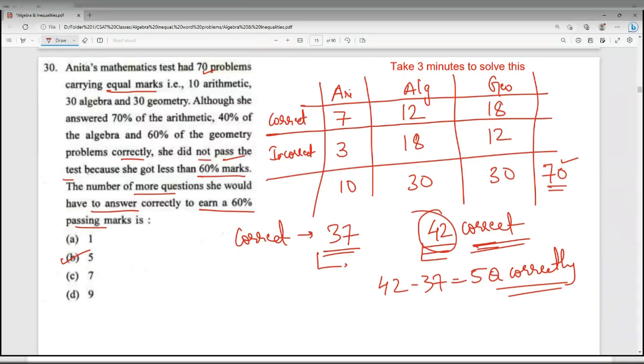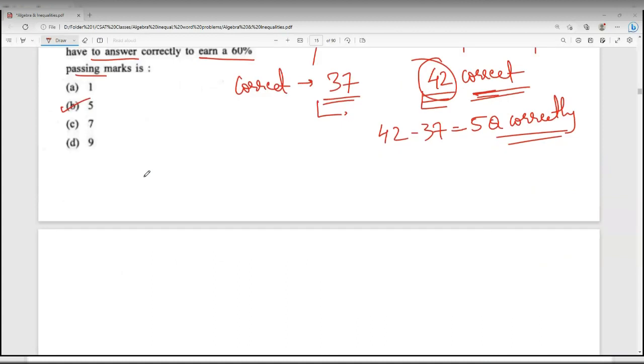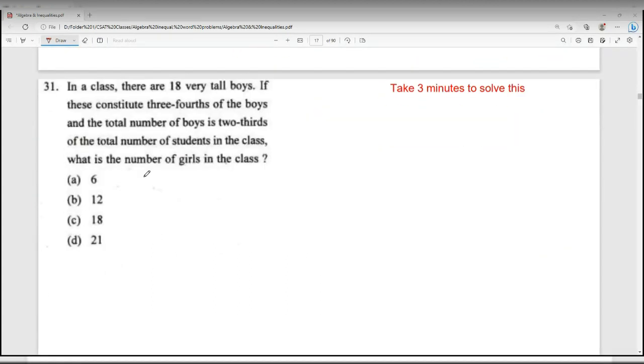I hope you have understood this. If you still have any queries, please ask. Okay, I think this is clear. We'll move to the next question then. So take 3 minutes to solve this.